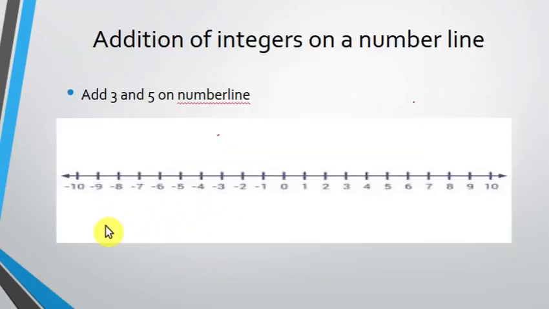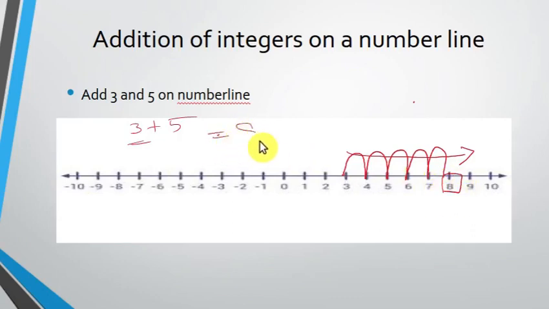The next one. Addition of integers on the number line. We are going to add 3 and 5 on the number line. We have to go to the place 3. Plus means we want to go to the right side. So how many moves? 5 moves. So our answer is 8. So 3 plus 5 is 8.